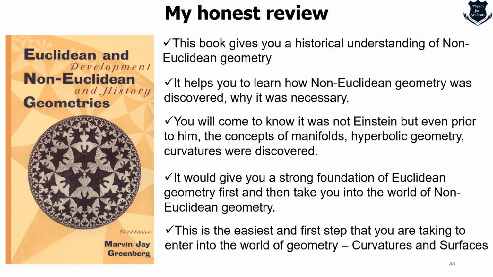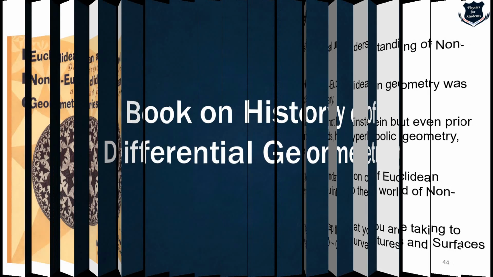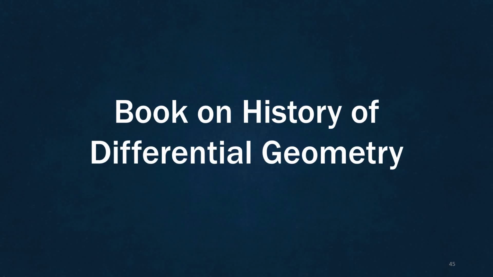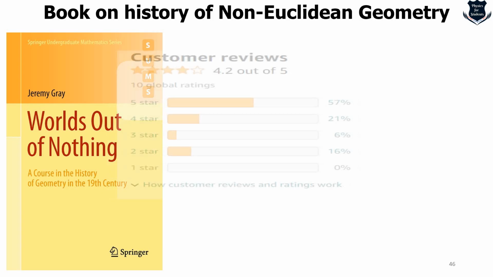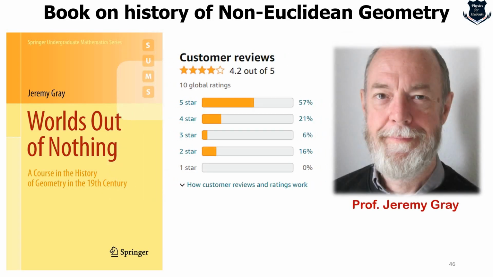Now, because we are speaking of both the historical and the mathematical approach, the next book that I would speak about is a book on the history of differential geometry. I would say this would be again very important. A part of the differential geometry would be covered. It is called Worlds Out of Nothing. Although it is a book on non-Euclidean differential geometry, I would say it is basically a book on the evolution of non-Euclidean geometry.